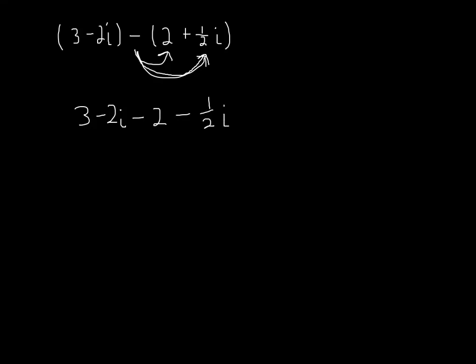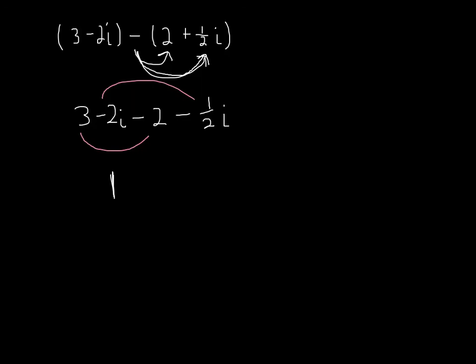And I can start combining like terms. If I have an i in it, that means I can combine them. If I don't have i's, then I can combine them. But I can't mix and match. So I can combine this 3 and this 2. 3 minus 2 is going to give me 1. And I can also combine this negative 2i minus this 1/2 i.